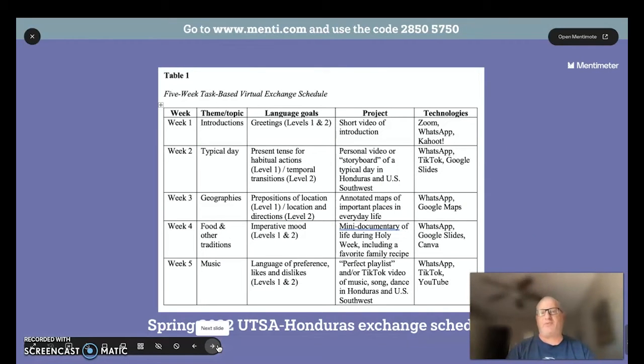This is a short outline of the project as it took place over 5 weeks in this past spring. So it was quite simple. If we think about different types of intercultural collaboration, it was, you might call it, more superficial than others. The topics were quite simple: daily life, key locations, Holy Week, which occurred during the project, and likes and dislikes regarding music, anime figures. All this type of thing came up. The technologies used, WhatsApp was consistent throughout. There were some other social networking type projects that were involved.